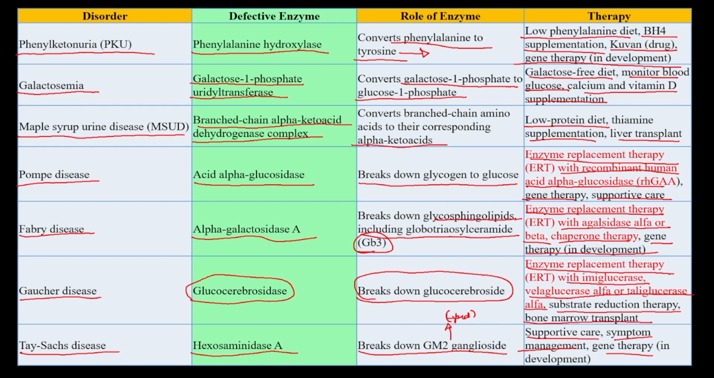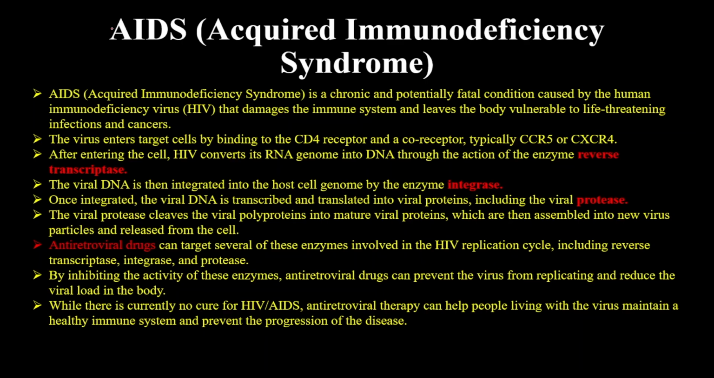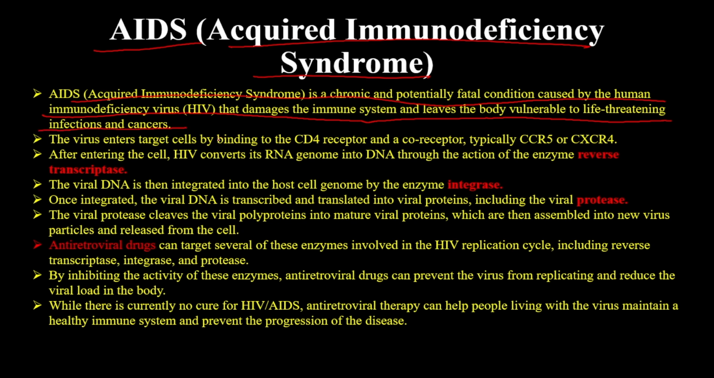Then we also took up infectious disease. One of the infectious diseases I have taken is AIDS, or acquired immunodeficiency syndrome. AIDS is a chronic and potentially fatal condition caused by the human immunodeficiency virus, HIV, that damages the immune system and leaves the body vulnerable to life-threatening infections and diseases.